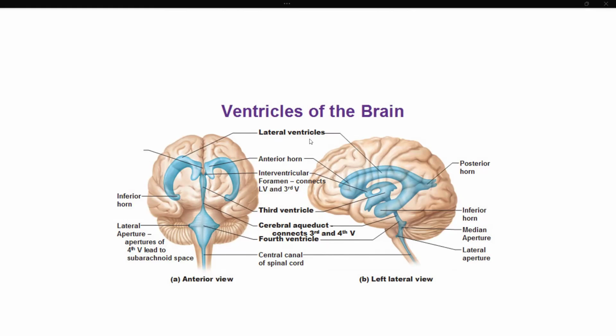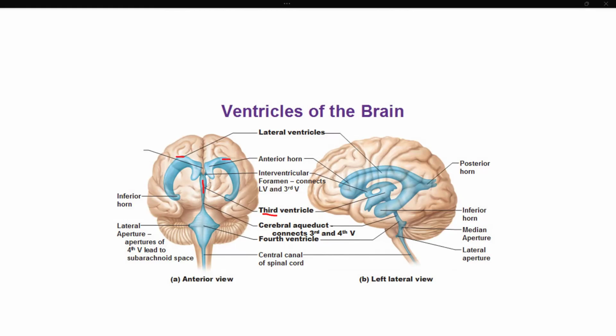So 2 lateral ventricles, now 2 more ventricles left. Okay, what are they? Very simple, very easy. The 3rd ventricle. Now where does the 3rd ventricle go? Here. So this is lateral ventricle number 1, lateral ventricle number 2, and the 3rd ventricle is right here. Ventricles are basically like caves, a fluid-filled cavity. So that's mainly all about ventricles.